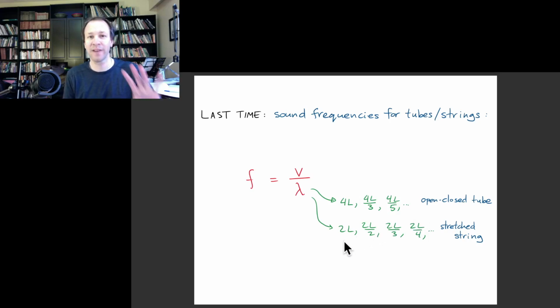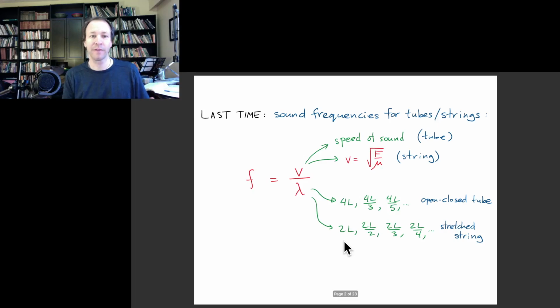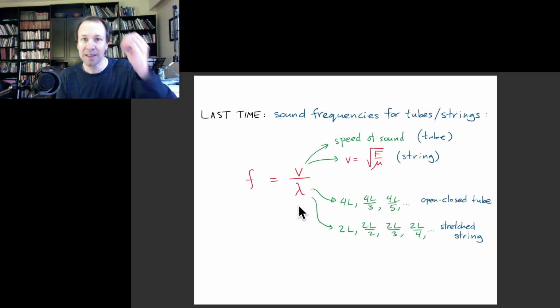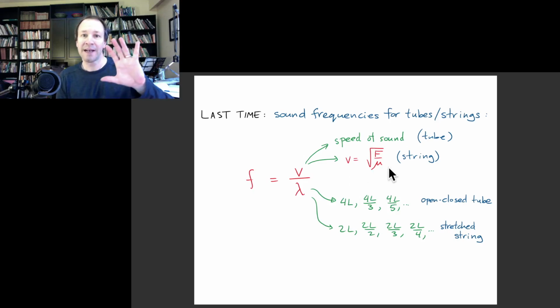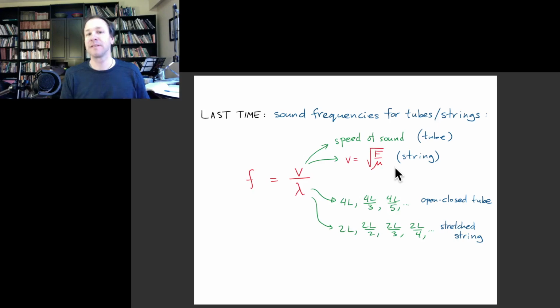And then using those wavelengths, we can predict what the frequencies are using this basic formula relating frequency, wave speed, and wavelength. For the tube instruments, the speed that we want to use is the speed of sound, because the oscillation inside the instrument is just a standing wave in air. So it's just a sound wave. Whereas for the stretched string instruments, we have to actually predict what the wave speed is separately.